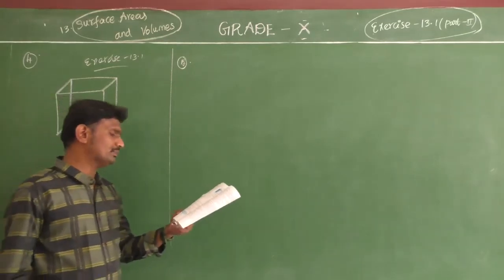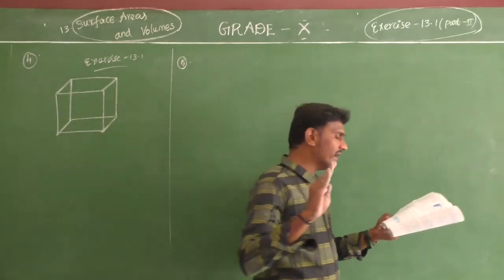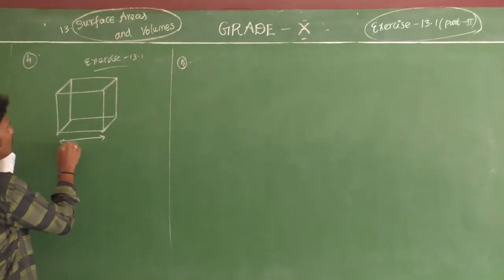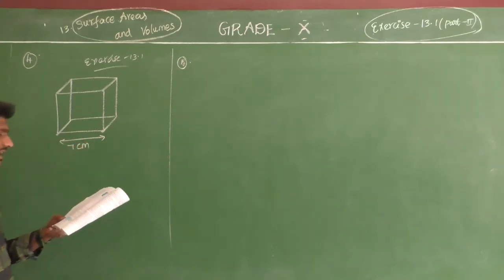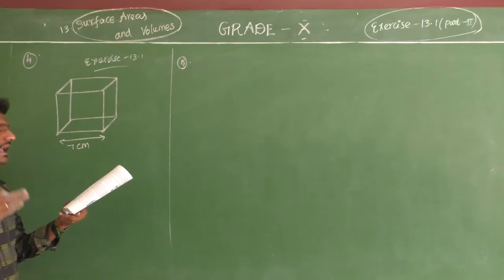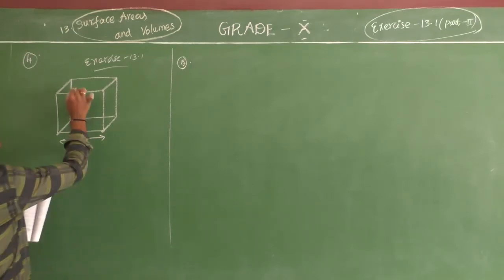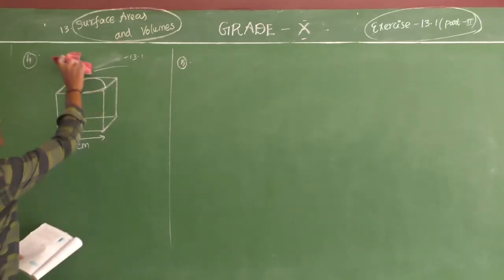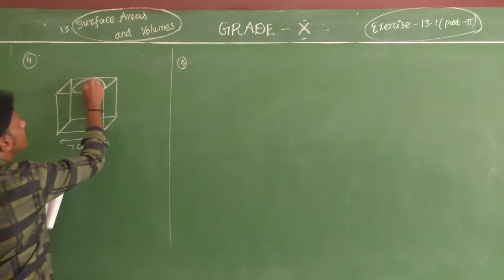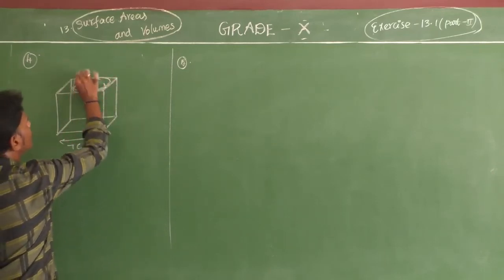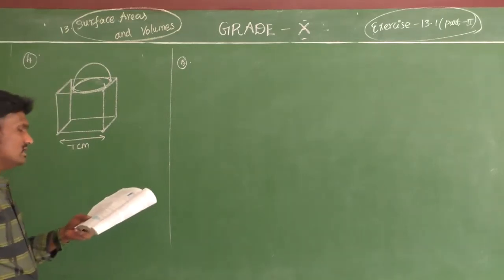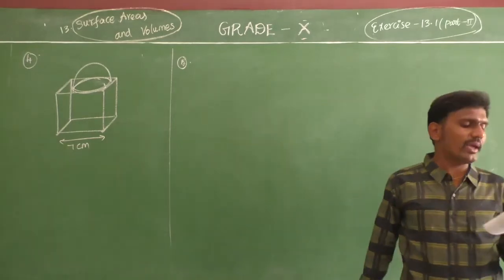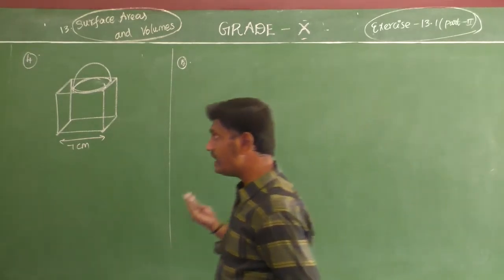Listen carefully, all of you. A cubical block of side 7 centimeters. So here the side of the cube is 7 centimeters. It is surmounted by a hemisphere. Surmounted by a hemisphere, and one hemisphere is surmounted like this. Yes, students. Now, what is the greatest diameter the hemisphere can have?